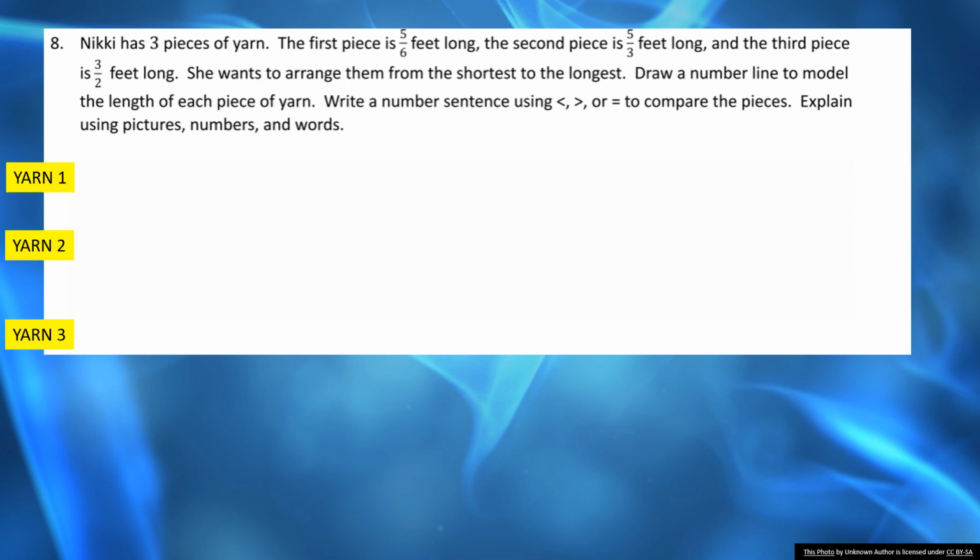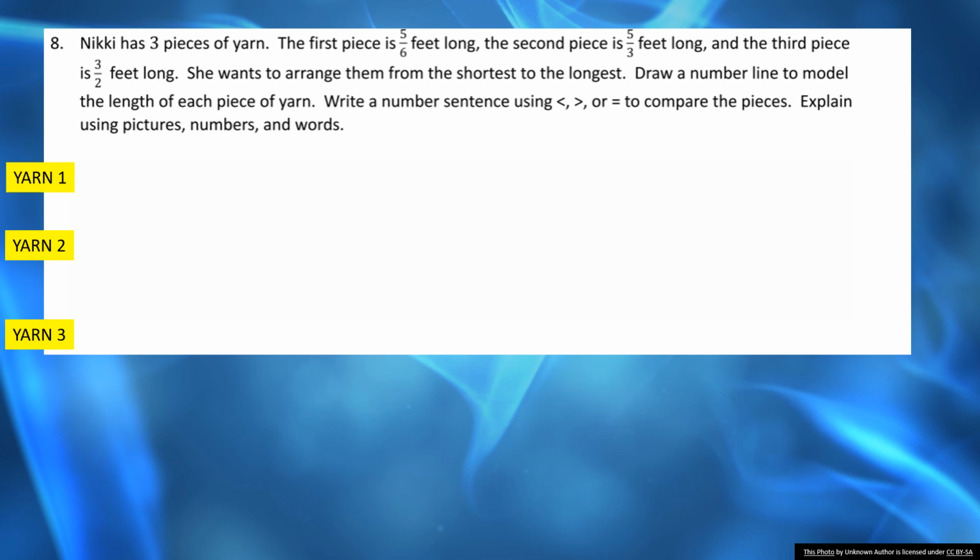Draw a number line to model the length of each piece of yarn. Write a number sentence using less than, greater than, or equal to compare the pieces. Explain using pictures, numbers, and words. Let's go ahead and model these pieces of string.